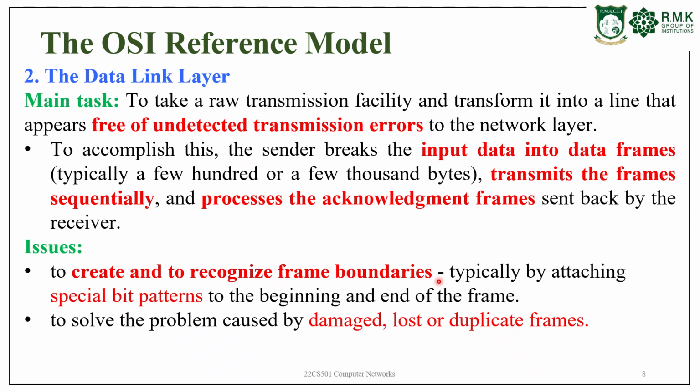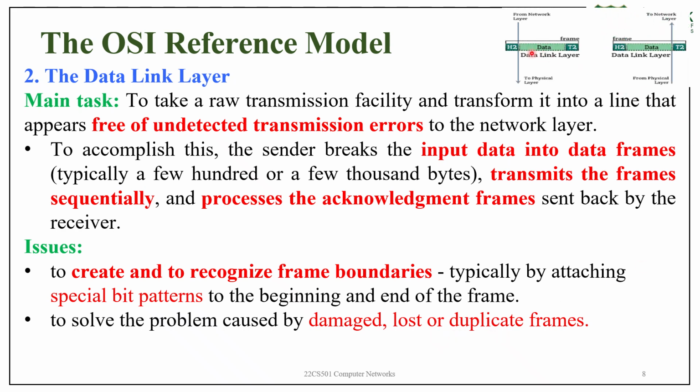This is the highest priority issue that needs to be taken care of, because we need to introduce some special bit patterns both at the beginning and at the end of the frame. The main idea of including the special bit patterns is to overcome damaged, lost or duplicate frames. So here you have the diagram. You have the data, and you can see a frame over here. Each frame will have header information and trailer information, and inside you will have the data. Like this, the frame will be transmitted from the sender's end to the receiver's end.